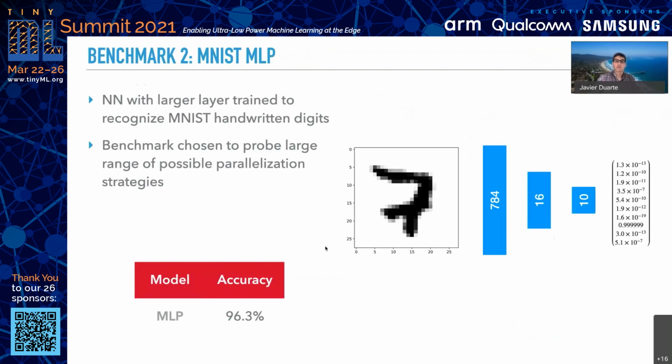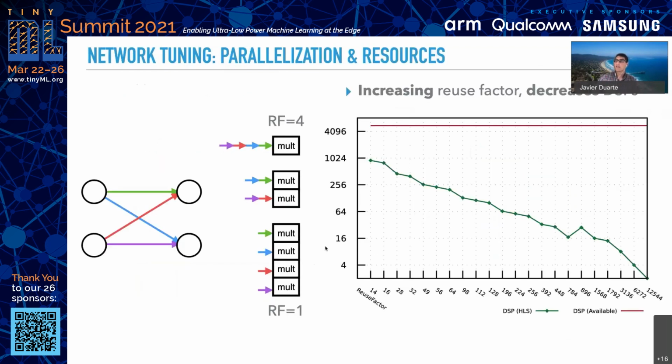So to demonstrate the ability to control the parallelization, there's another benchmark that we looked at, which is an MLP for identifying MNIST handwritten digits. Again, this was chosen to probe a large range of possible parallelization strategies. As you can see, it's a very accurate model, even though it's very small. The handle that we have in hls4ml for controlling the parallelization is what we call the reuse factor, which can be applied heterogeneously for each layer. It controls how often you reuse the DSP multipliers in each layer.